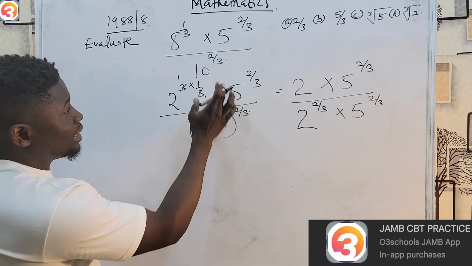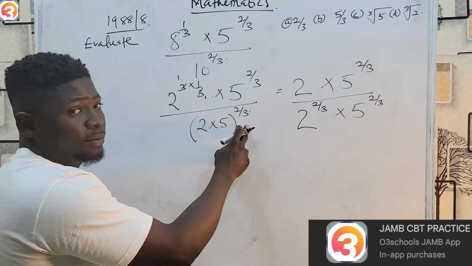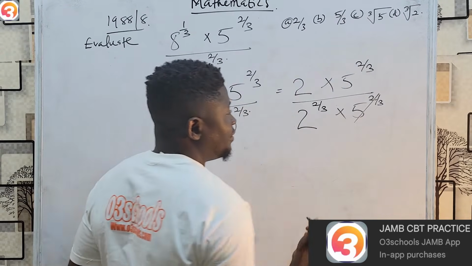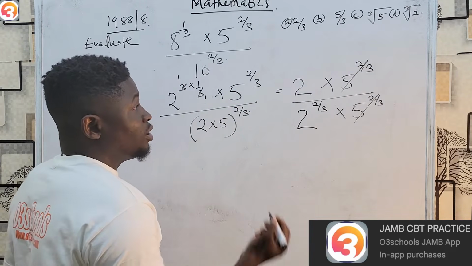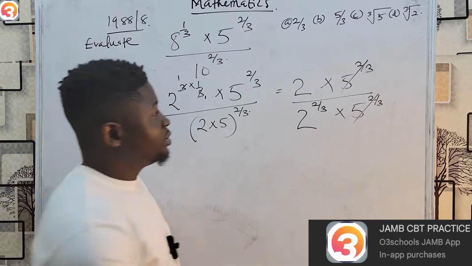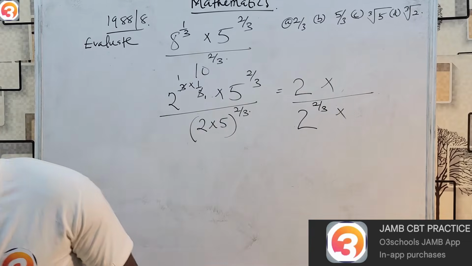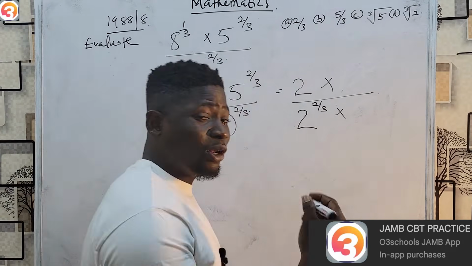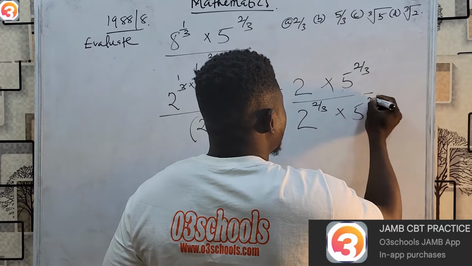So we just broke down 10 raised to power 2 over 3 into 2 times 5 raised to power 2 over 3. So now 5 raised to power 2 over 3 can cancel 5 raised to power 2 over 3, right? Or if you don't want to cancel it, so that you understand perfectly what is happening here, use one of the laws of indices.